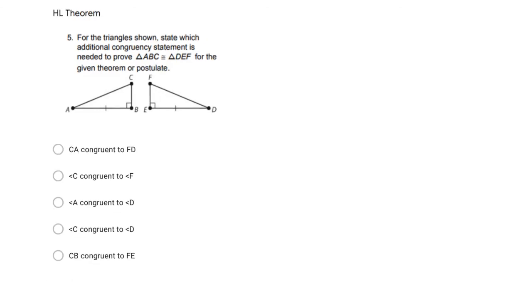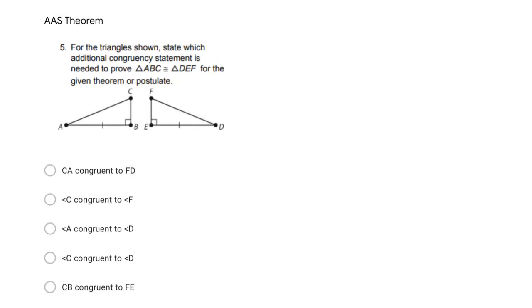Now for hypotenuse leg, which is HL, I'm given the leg on each of them. I need to show that the hypotenuse for each are going to be congruent to each other. So the hypotenuse would be CA on this triangle and then FD on this triangle. So for hypotenuse leg, that's the only thing I'm missing. That would be my answer.